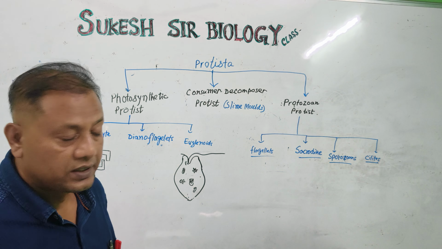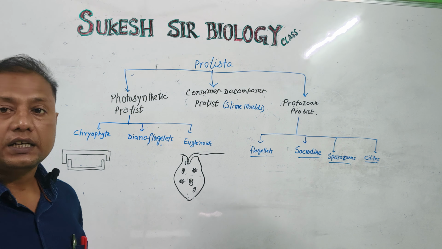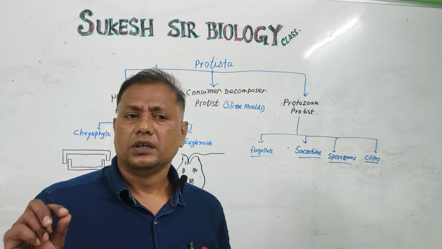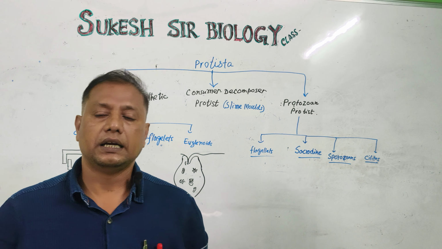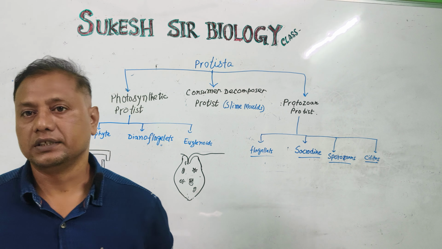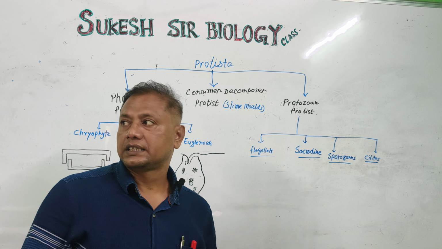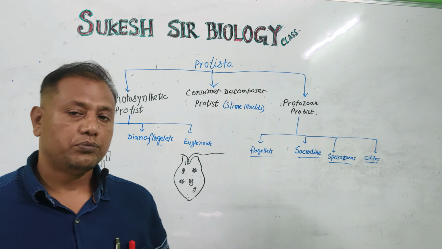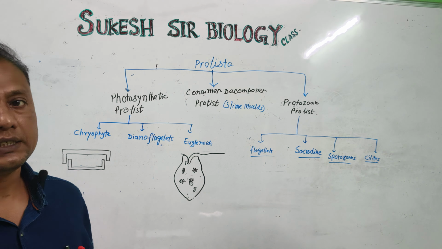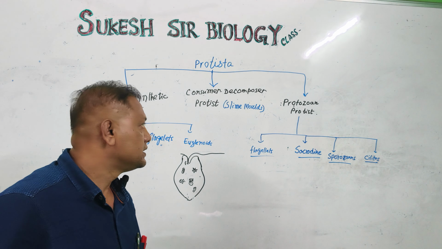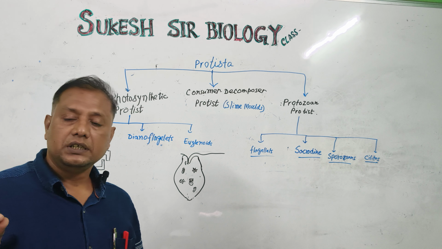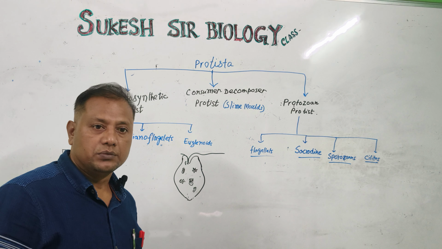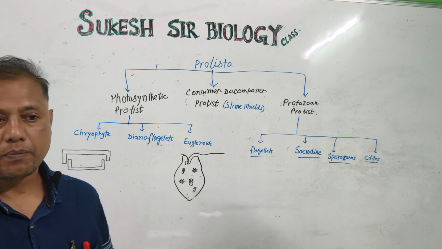Today's topic is Protista. Protista is a eukaryotic and unicellular organism. That is the first characteristic of Protista. Protista are unicellular but eukaryotic. That is very important. So every eukaryotic organism starts with Protista.